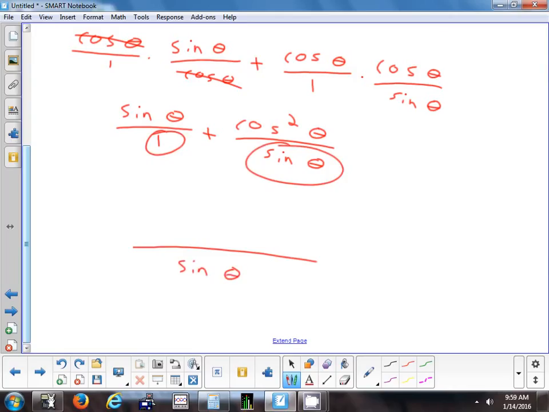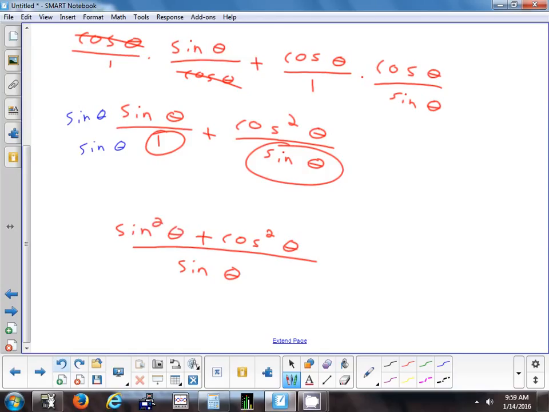Now the fraction on the right already has that as the common denominator, so we're just going to leave that fraction alone. The fraction on the left does not. So what I'm going to do on the left is multiply both the top and the bottom by sine. Now in the top I get sine times sine, which is going to be sine squared, and then in the bottom, I have sine times 1.